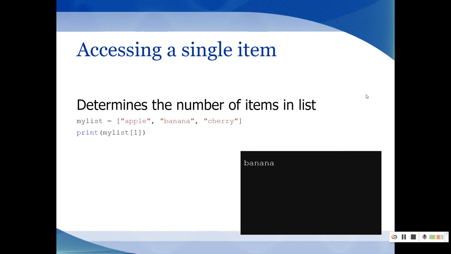If you want to access just a single item, you can use the square brackets in your list to do so. Now keep in mind, in computers, we always start our counting at 0. So apple would be the 0 position, and banana would be the 1 position, and that's why it's displaying banana in our output.